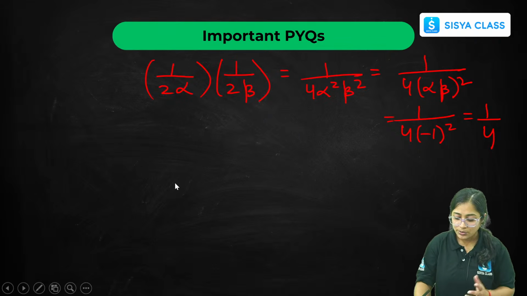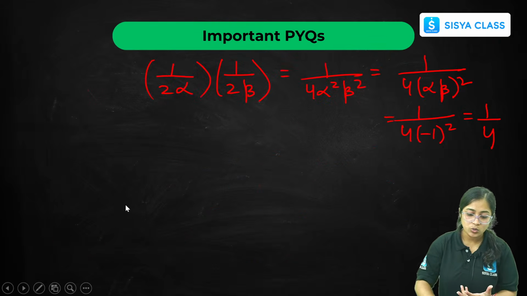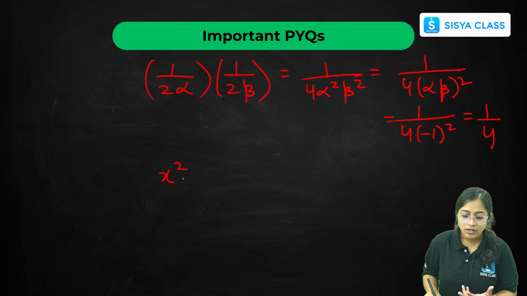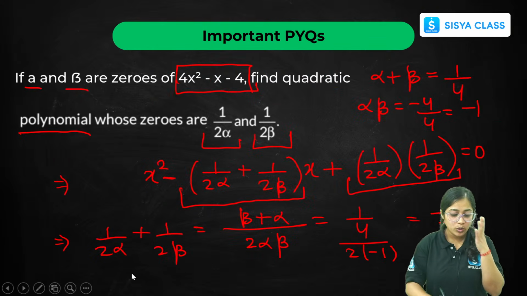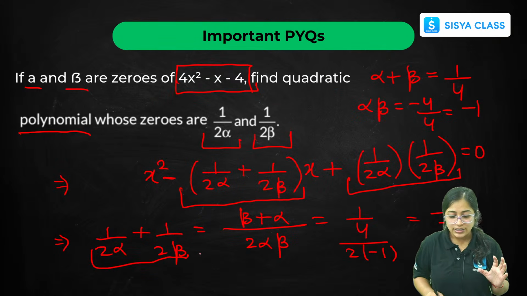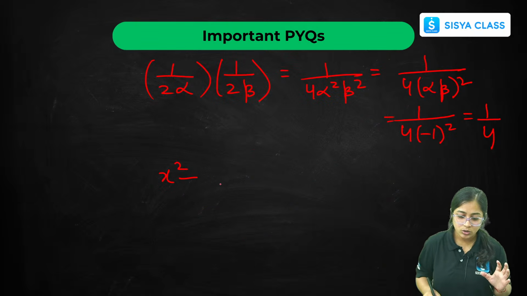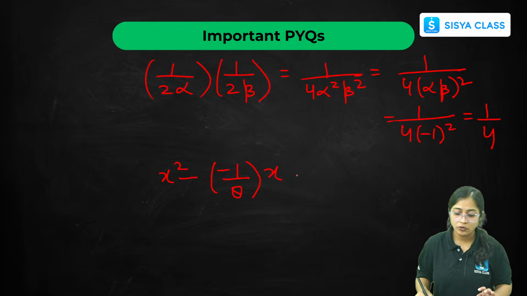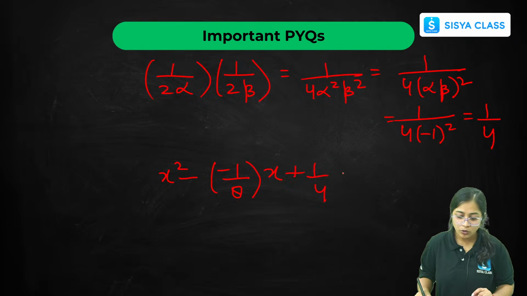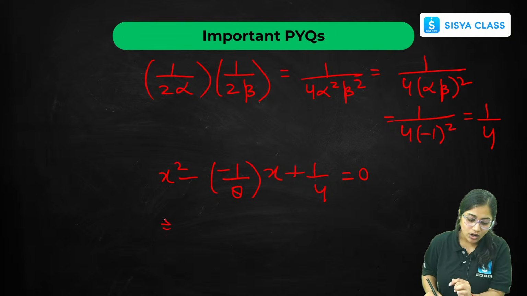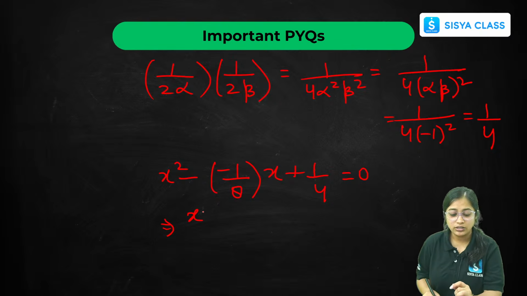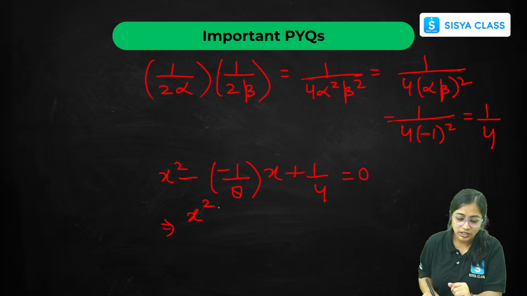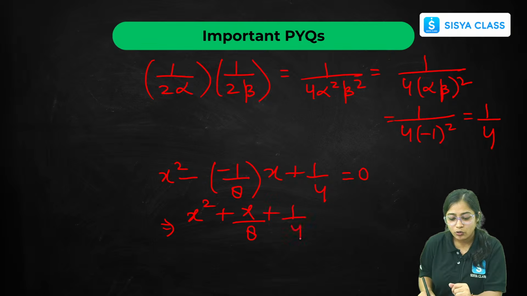Now just substitute the value in the equation. So this will be x square minus (1 upon 2 alpha plus 1 upon 2 beta). This is minus 1 upon 8, right? So it is minus, minus 1 upon 8 x, and this product value is 1 by 4. So it is plus 1 by 4, equal to 0. So now, sorry, what is the quadratic equation you will get? So x square plus x upon 8 plus 1 by 4 equal to 0.